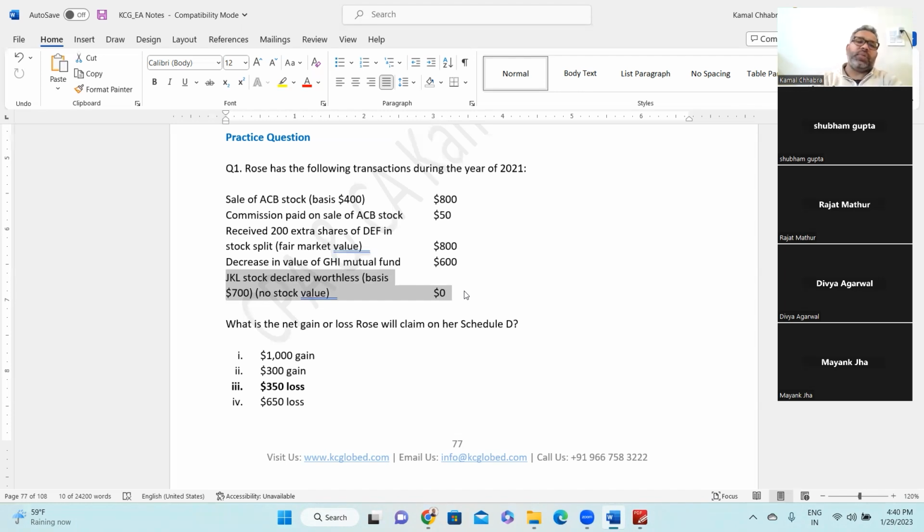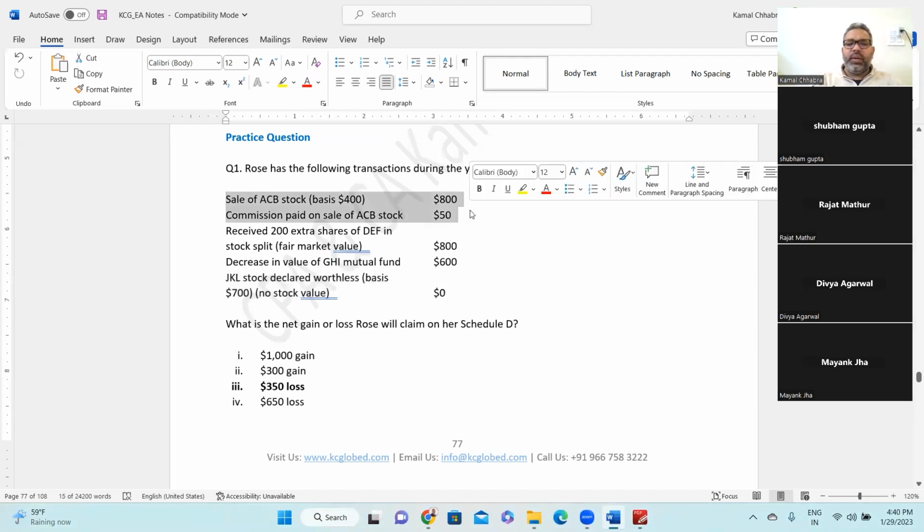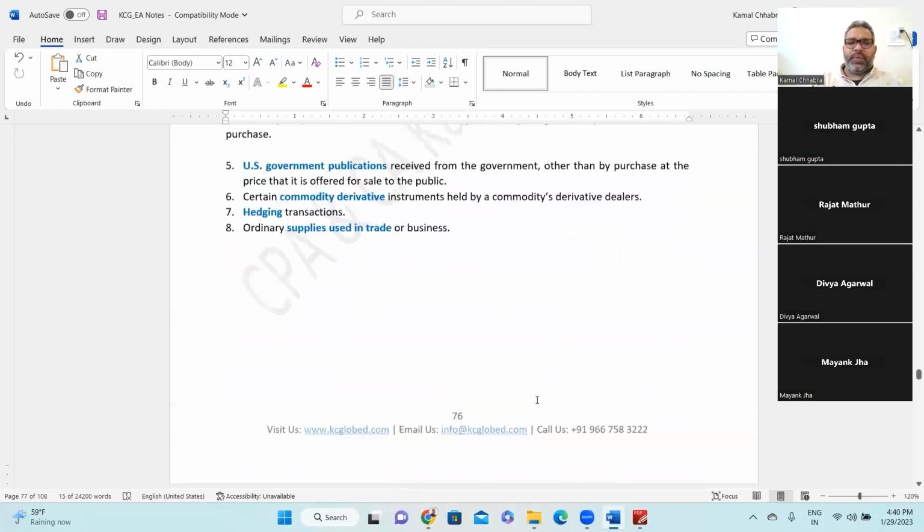So the total value which will come into Schedule D will be only from these two statements. How much have we calculated? $350 gain, sir. $800 minus $400 minus $50, right? Yes, sir. Cool.